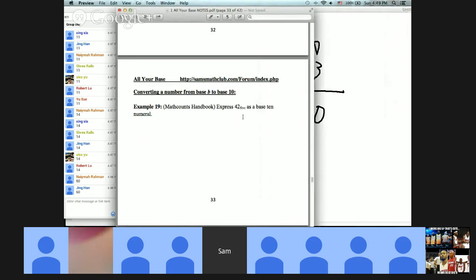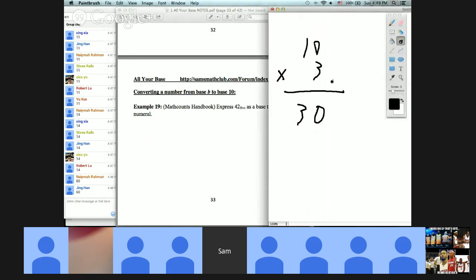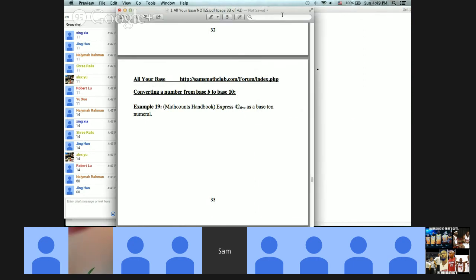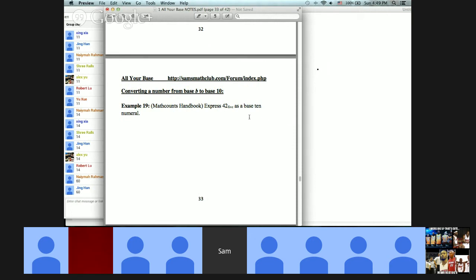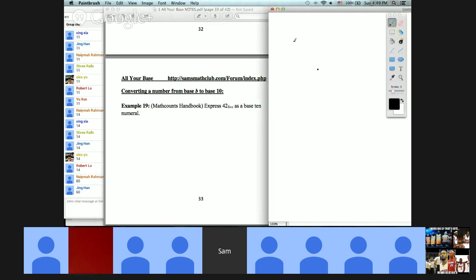Express 42 base 5 as a base 10 numeral. So this one's like going back a little to when I started talking about bases. So see who can get this one. 42 base 5 as base 10. I covered this a little bit earlier in the class.